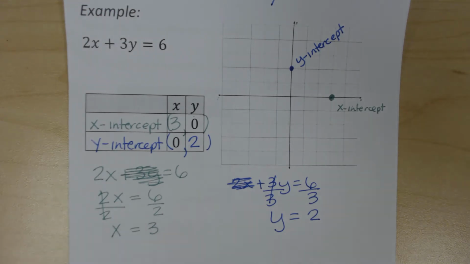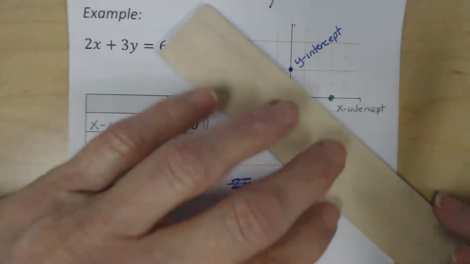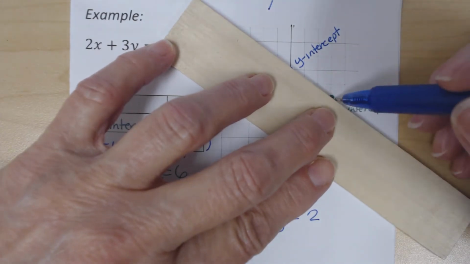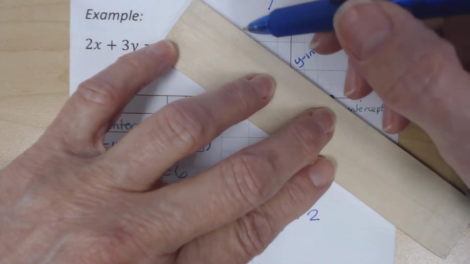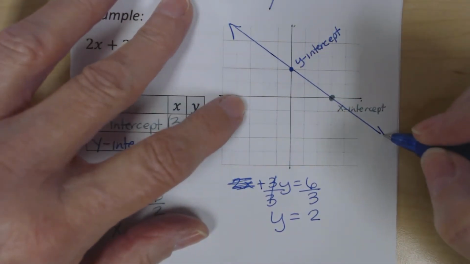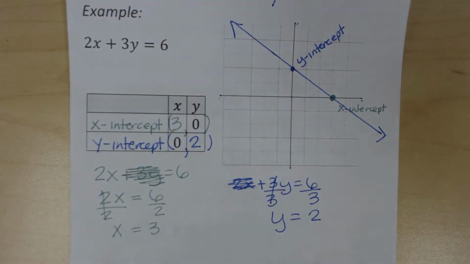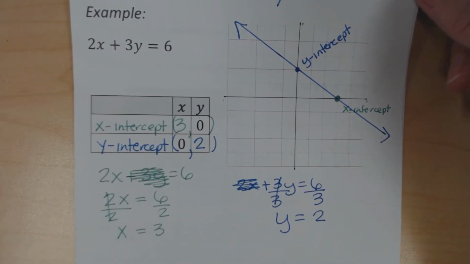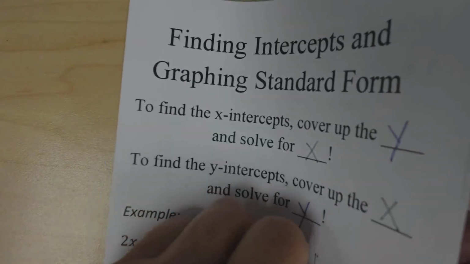Okay, so now that I have 2 points, I can connect those into a line. You can use your ID as a straight edge to help you with these. I'm just going to connect these 2 points, my x-intercept here and my y-intercept, and there I have my line. So let's look at some more examples on the inside of this set of notes.